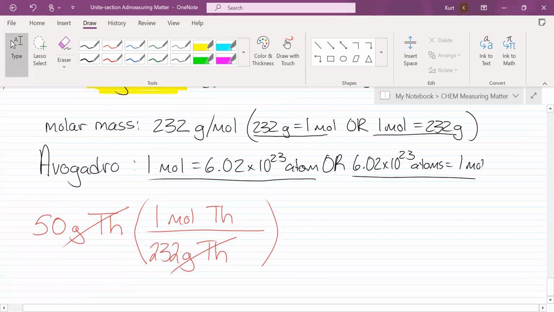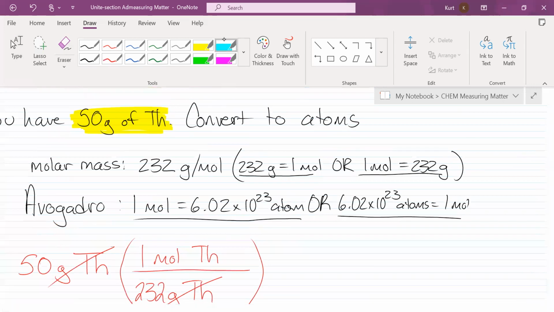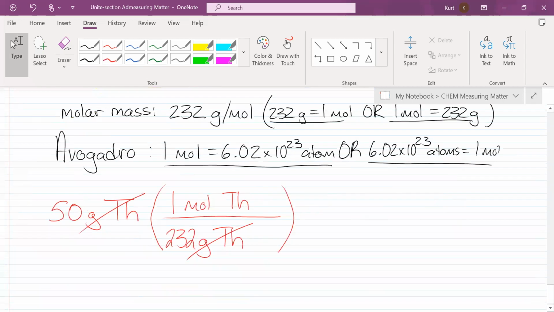However, what was the unknown value of the problem? What are we trying to find? We're trying to find atoms. If you stop right there, is your answer going to be measured in atoms? No. So we have to go further. We have to do another conversion. We're going to use the Avogadro's number conversion.